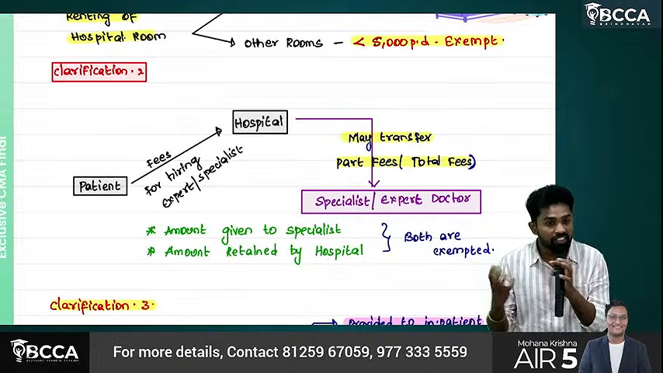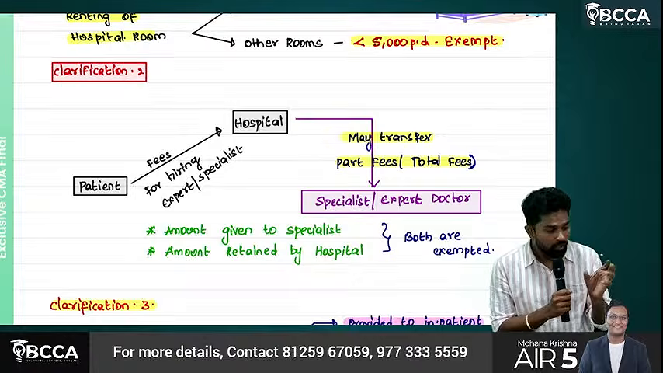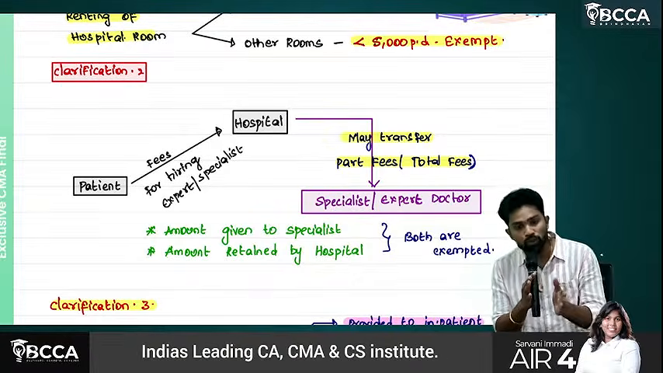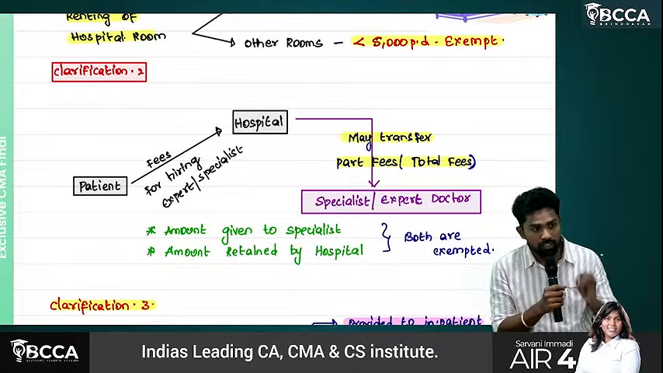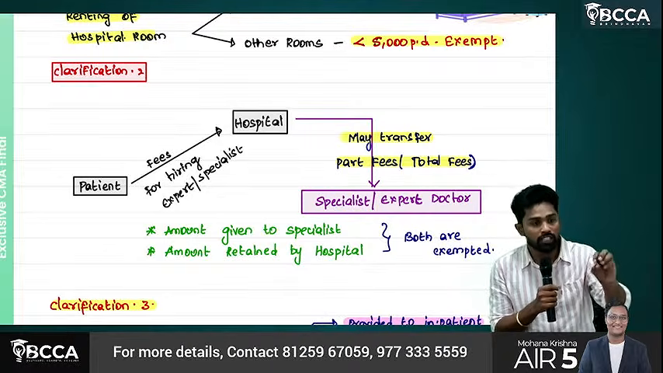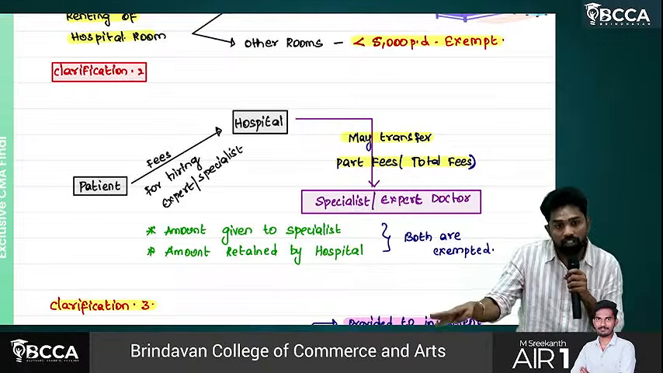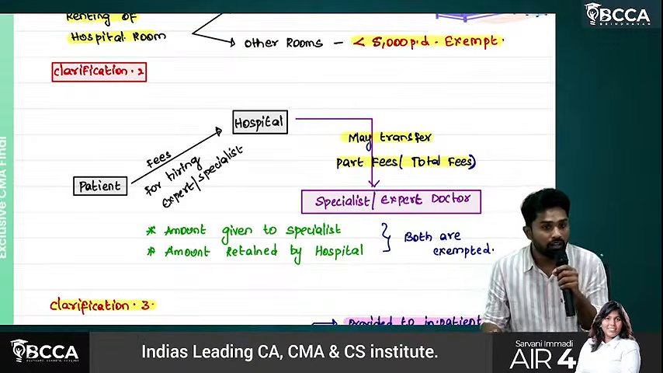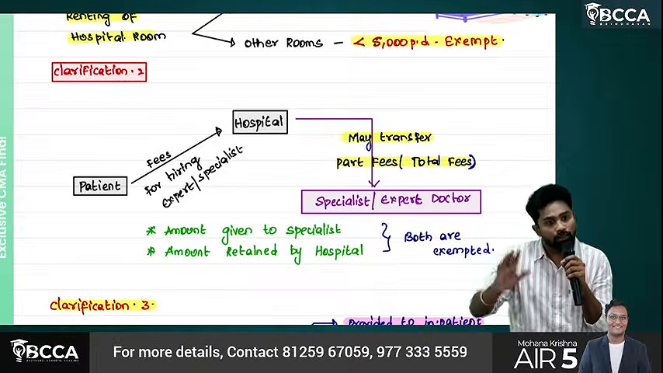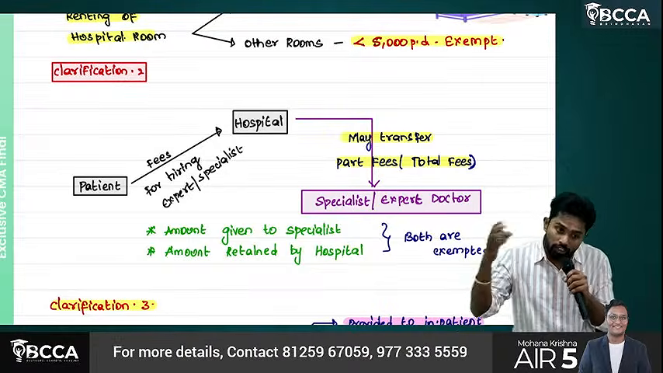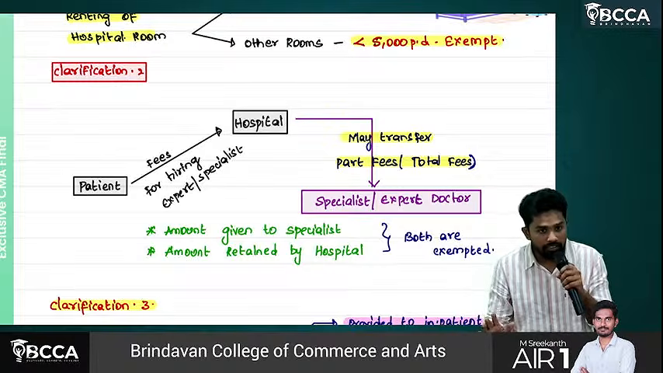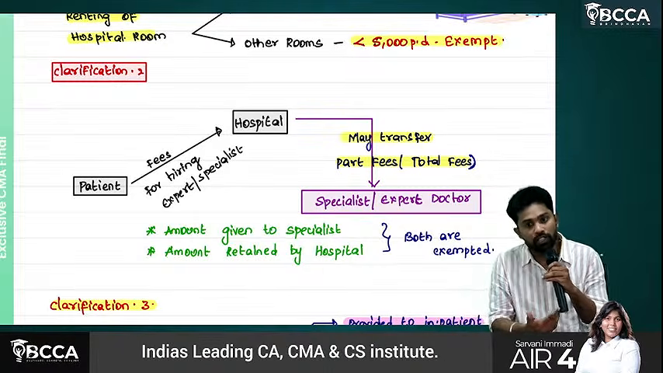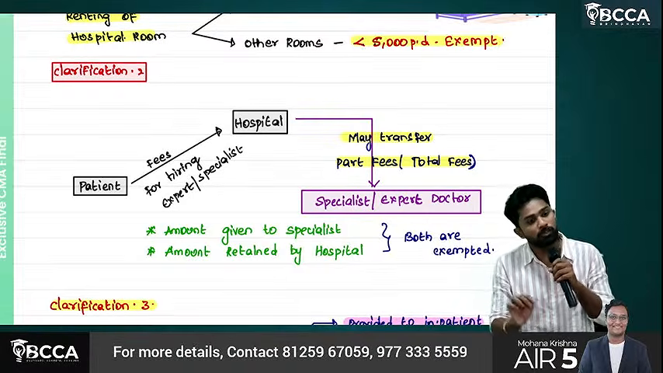So when a senior doctor or expert doctor comes, the hospital will charge a separate fee for doing that surgery by the expert doctor. Let's say the doctor will charge 4 lakhs, and the hospital collected 4 lakhs, but out of the 4 lakhs, only 3 lakhs is given to the expert doctor, and the other 1 lakh is retained by the hospital. All that 4 lakhs is still exempted, because what? The expert doctor or the senior doctor is also ultimately doing treatment only.